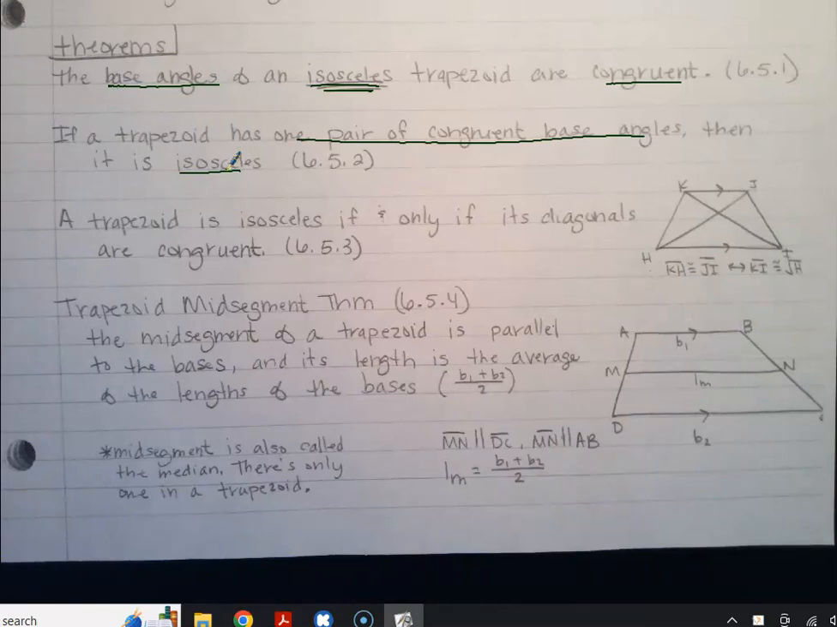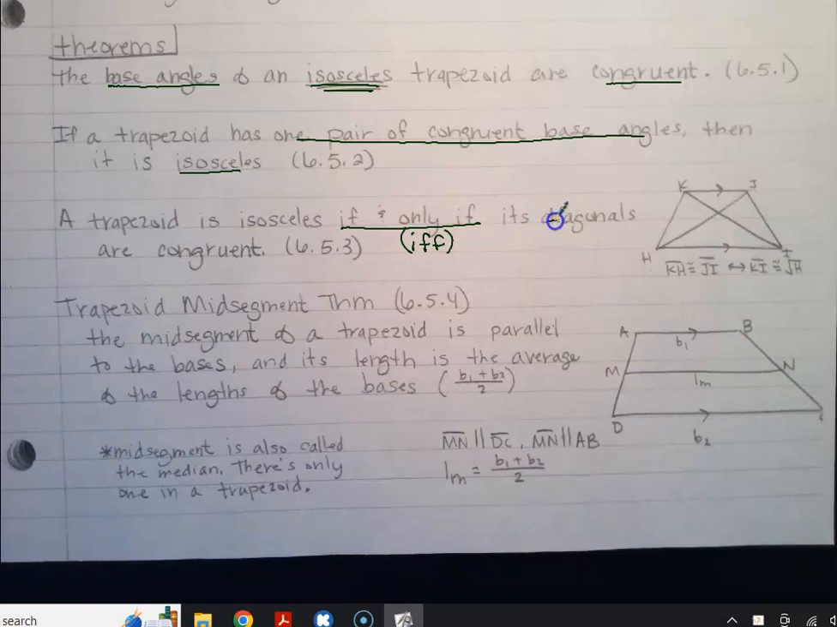Okay, next one. A trapezoid is isosceles if and only if. Remember, this if and only if you might see as IFF in your notes, like in your book or different places, because we learned about conditionals and biconditionals so that we could apply them to the theorems. So a trapezoid is isosceles if and only if its diagonals are congruent.